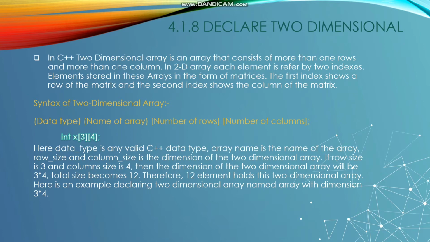Here the data type is any valid C++ data type, array name is the name of the array, and row size and column size are the dimensions of the two-dimensional array. If row size is 3 and column size is 4, then the dimension of the two-dimensional array will be 3 times 4. Then the total size becomes 12. Therefore, 12 elements are held in this two-dimensional array. Here is an example declaring a two-dimensional array named array with dimension 3 times 4.